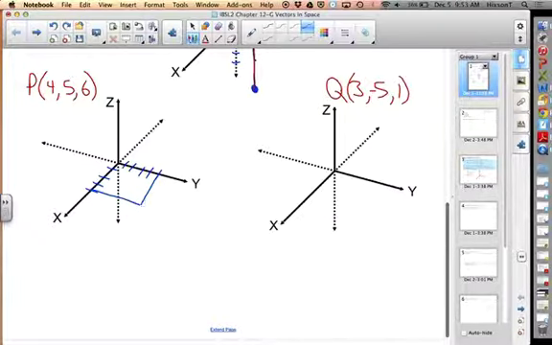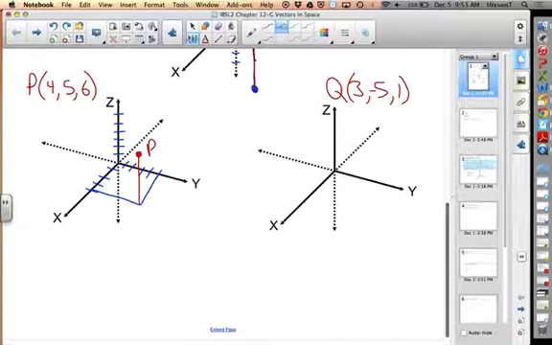Okay. Then we need to go 6 units up from there. Okay. So there's our 6 units. You can measure. And then just go from over here 6 units up. And there's your point P.